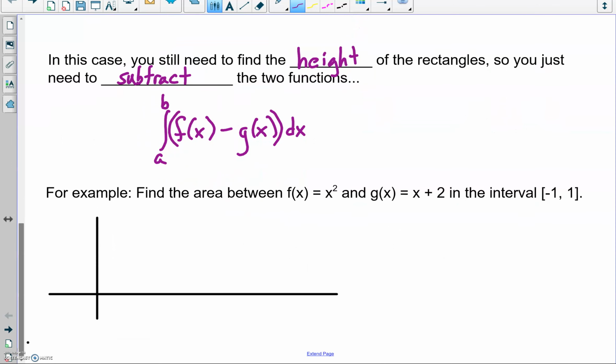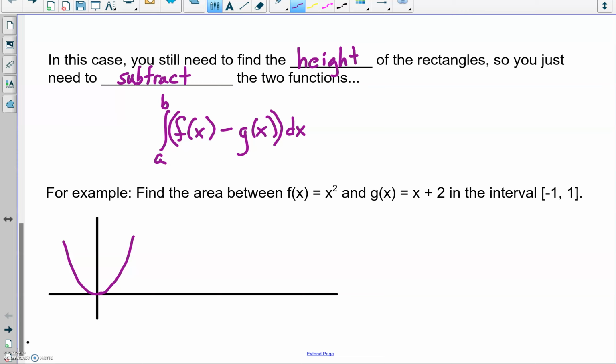So now, for example, let's go ahead and find the area between the x squared and x plus 2 curves in the interval -1 to 1. And what I recommend you do is sketch out these curves, because sometimes it's not clear which one's the upper one, which one's the lower one. It's easier to see this in a picture. So just draw a quick picture here.